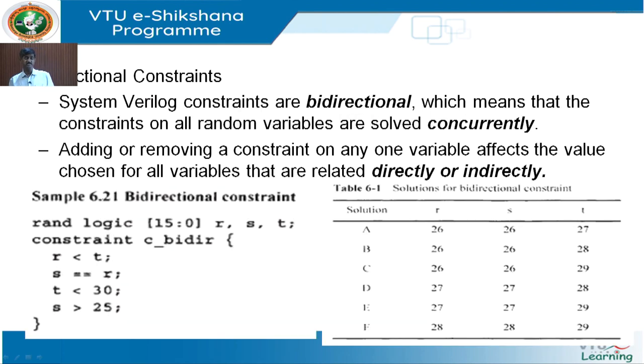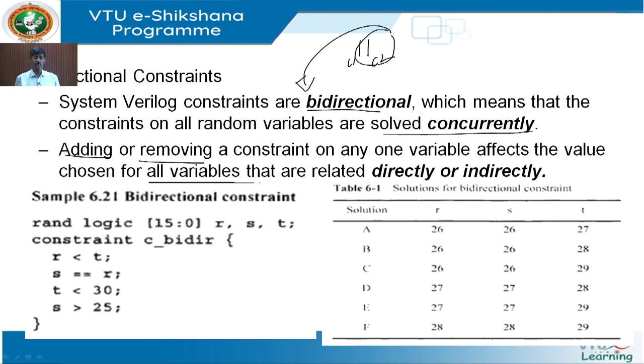So bidirectional constraints. SystemVerilog constraints are bidirectional, which means that the constraints on all the random values are solved concurrently, in parallel. So this is one constraint c1, this is the second constraint c2. Both are solved in parallel, and both work in both the directions. That's what I will call a bidirectional constraint. So what are all the things I can do? I can do adding, removing, etc. on a constraint on one variable, which affects the value chosen for all the variables that are related directly or indirectly.